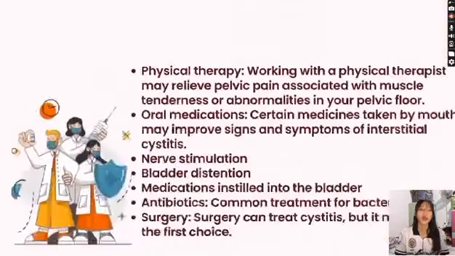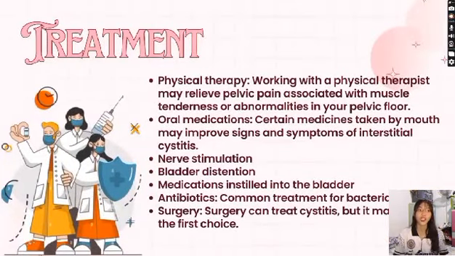For the treatment, we have physical therapy. Working with a physical therapist may relieve pelvic pain associated with muscle tenderness or abnormalities in your pelvic floor. The next one is oral medications, where certain medicines taken by mouth may improve signs and symptoms of interstitial cystitis. Next are nerve stimulation, bladder distension, and medication instilled into the bladder. Antibiotics are the common treatment for bacterial cystitis, and surgery can treat cystitis, but it may not be the first choice.